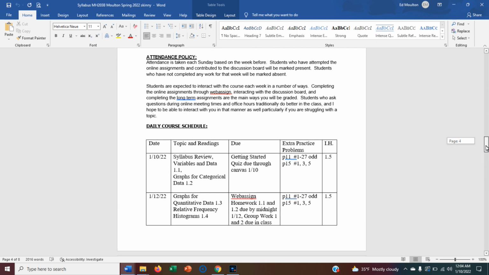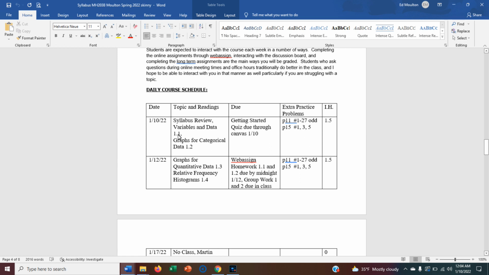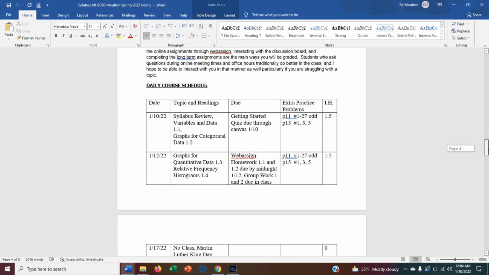The full schedule is laid out here. You can see this first week, what I would have gone over with you in this first day would be sections 1.1 and 1.2. Then on the second day, 1.3 and 1.4. You would have homework always due from things that are covered on Mondays. So homework 1.1 and 1.2 would be due at midnight on Wednesday.